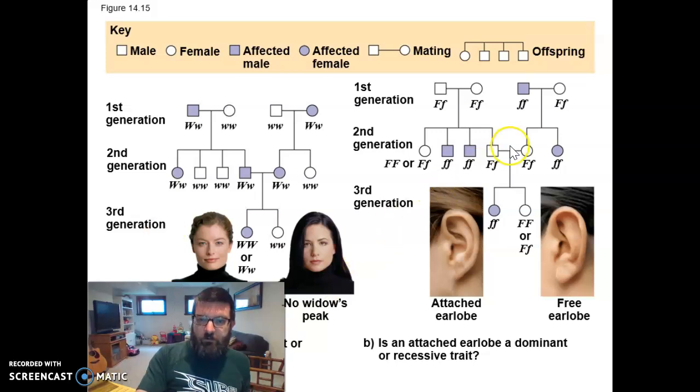If you look over to the other side, we're looking at, instead of widow's peaks, earlobes, and for this trait, you can tell that the affected individuals all are homozygous recessive. And as long as you have at least one copy of that dominant gene, you are going to be unaffected. Right? In this case, affected means you don't have the trait. Right? I'm talking about these as if they're diseases, but they're not. Right? So, to the left, you have a dominant trait. To the right, you have a recessive trait.